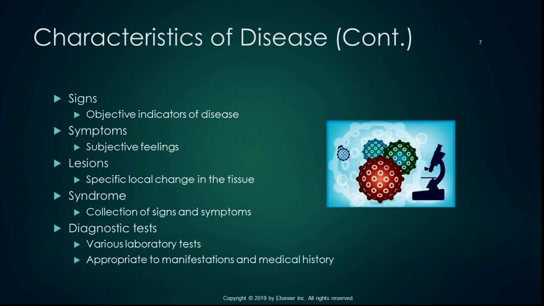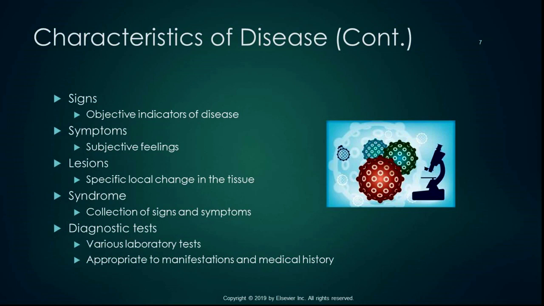Objective versus subjective. Lesions are specific local changes in the tissue. For the example of the torn ACL, the lesion is that ruptured ACL. Any specific local change in tissue is considered a lesion. A tight, scarred area in the muscle is a lesion.